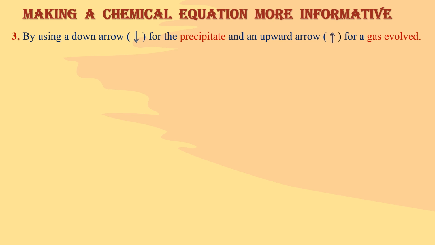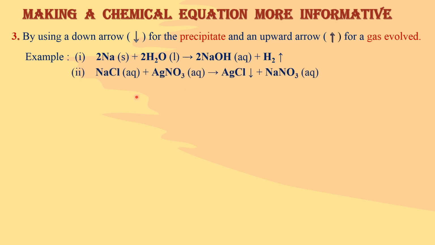If a precipitate is formed in a reaction, it is indicated by a downward arrow, and if a gas is evolved during a chemical reaction, it is indicated by an upward arrow. For example, sodium reacts with water to give sodium hydroxide and hydrogen. Here the hydrogen gas is evolved, therefore it can be indicated by an upward arrow instead of writing the letter G. Second example, sodium chloride reacts with silver nitrate to form silver chloride and sodium nitrate. Here the silver chloride formed is a precipitate and hence it is indicated by a downward arrow.